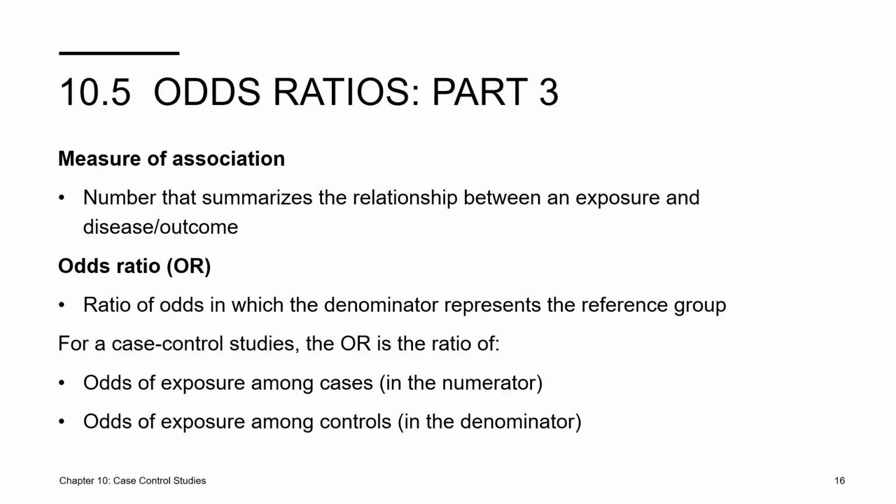So odds ratios really are a measure of association. It's a number that summarizes the relationship between an exposure and a disease outcome. Technically, the odds ratio is the ratio of the odds in which the denominator represents the reference group. So for a case control study, the odds ratio is the ratio of the odds of exposure in the cases, which is the numerator, and the odds of exposure among the controls in the denominator.